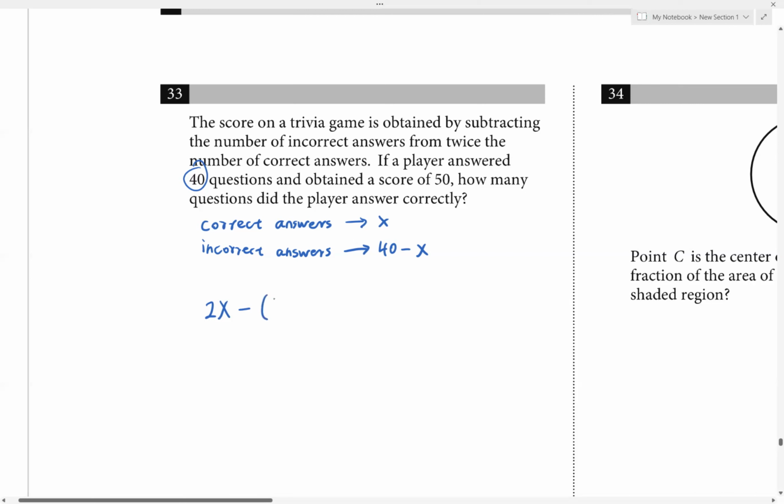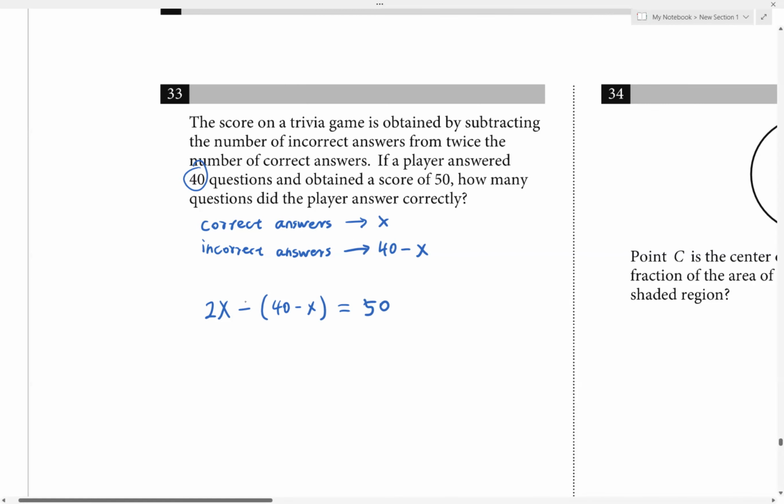And we do want to subtract this as a group, so we want to put it in parentheses. So 2x minus parentheses 40 minus x. And this should equal the score for that player, which is 50, right? So this is equal to 50. And this will be our equation. So now we're just going to solve for x from here.